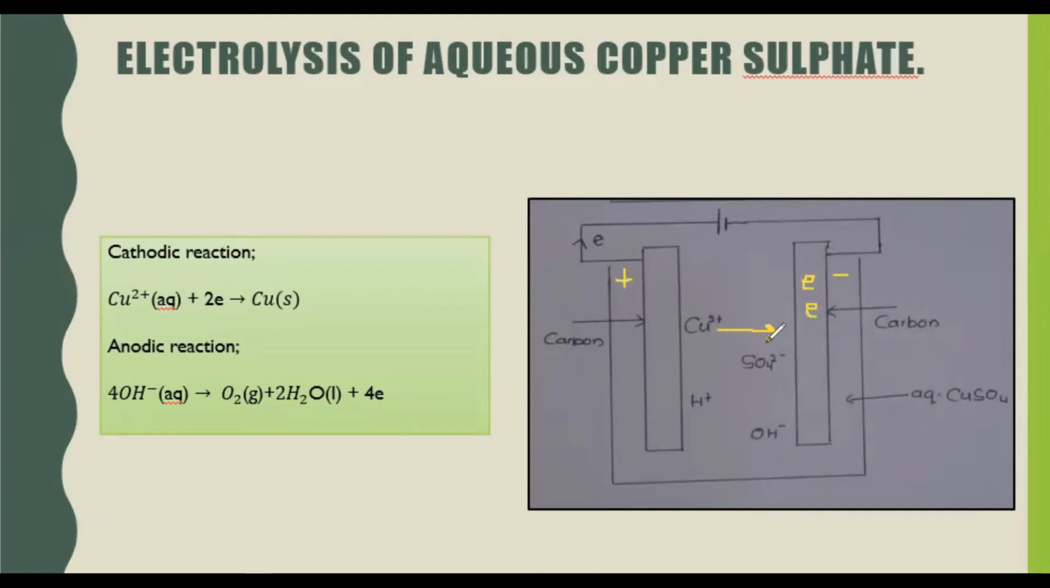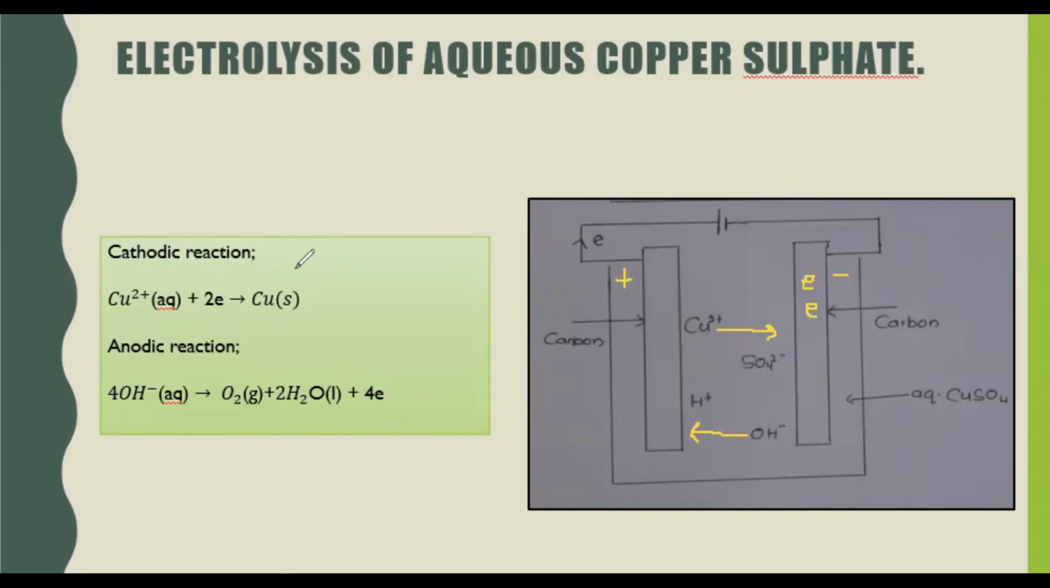And from these two, SO4 2 minus and OH minus, who will go and get oxidized? Normally you remember, SO4 2 minus is a little bulky, too lazy to move here and there. So this OH minus will come near this electrode and this OH minus will get oxidized. Because Cu2 plus is accepting electrons, this becomes the cathode. And here because oxidation is taking place, this becomes the anode.